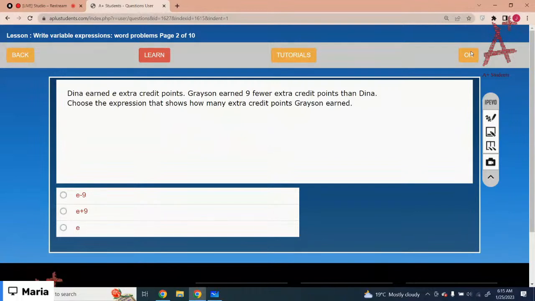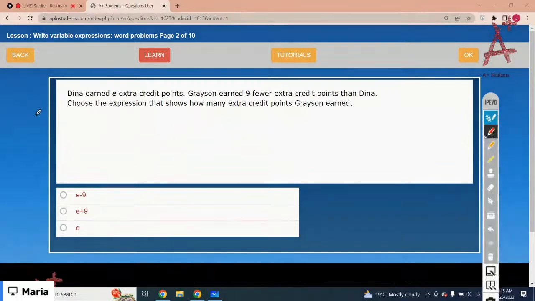Dina earned E extra points. So, Dina has E points and Grayson has 9 fewer extra points than Dina. It would be E minus 9. Got it? So, that means the correct option is E minus 9. Just select the correct option then click on the OK button.